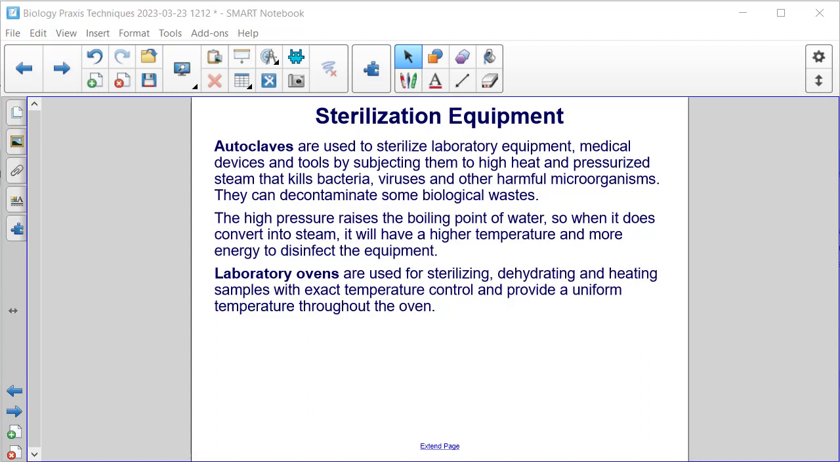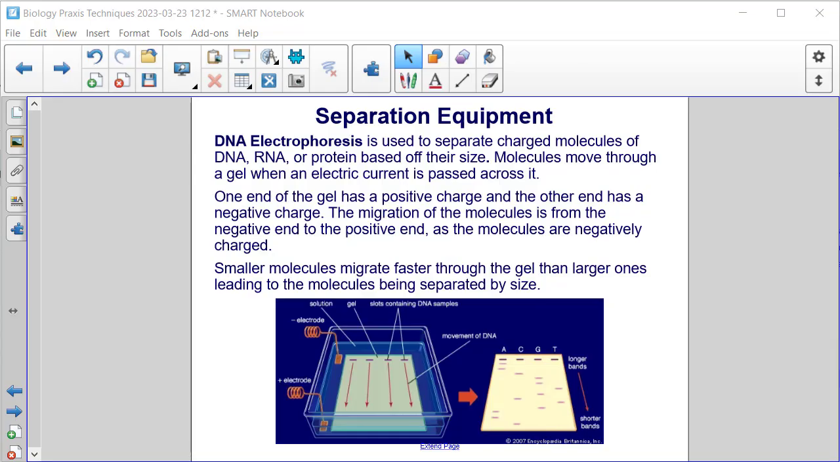Laboratory ovens are used for sterilizing, dehydrating, and heating samples with exact temperature control and provide a uniform temperature throughout the oven. DNA electrophoresis is used to separate charged molecules of DNA, RNA, or protein based off their size.